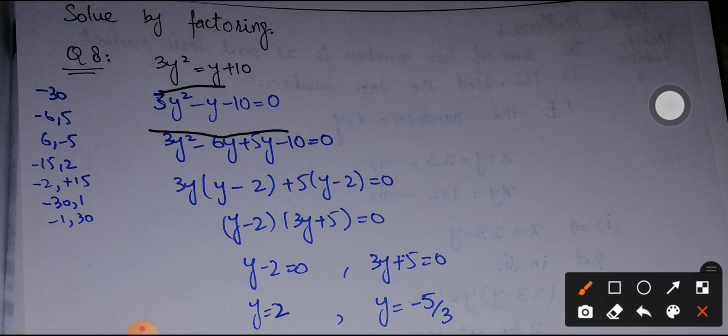Now for factorization we have to multiply the first and last coefficient. We get minus 30. The sign plays a very important role in deciding the factors. So minus 30 could be obtained by multiplying minus 6 and 5, 6 and minus 5, similarly minus 15 and 2, or minus 2 and 15, then minus 30 into 1, and then minus 1 into 30.